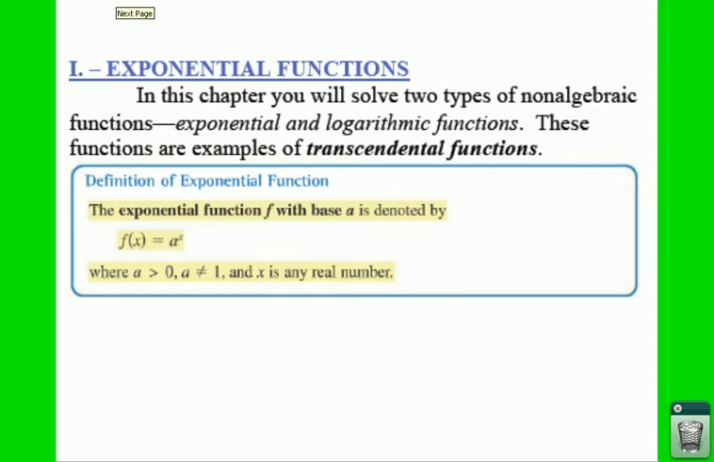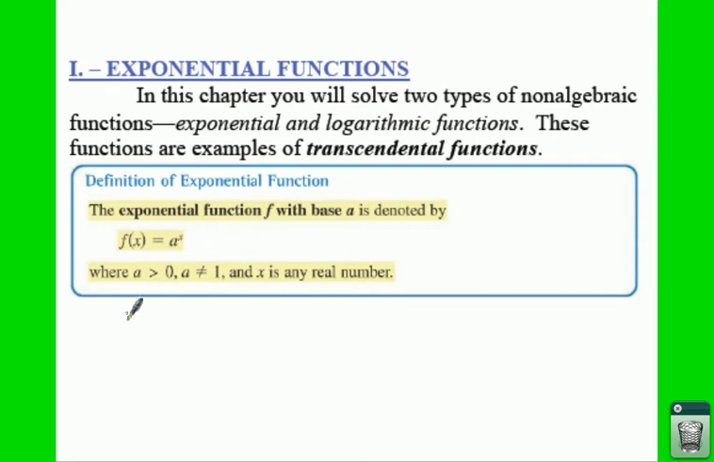So in this case, we're going to do exponential and logarithmic functions. These are called transcendental functions because they're non-algebraic. An exponential function is just f of x equals a to some power of x. Okay, you have a base a. It has to be greater than 0. It can't be negative, and it can't be 1.